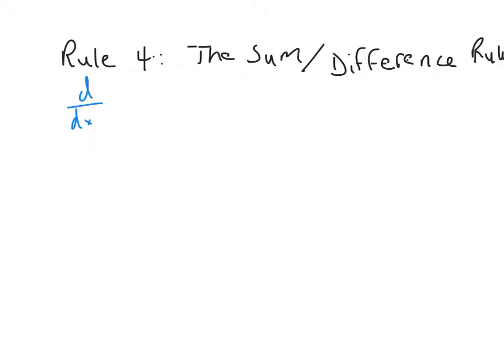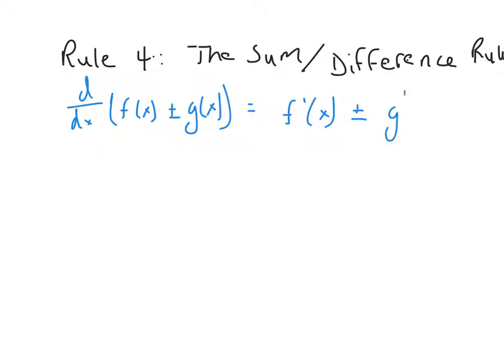Okay, so derivative of your function f of x plus or minus some other function g of x is equal to f prime of x plus or minus g prime of x is one way of writing it. A second way of writing the same thing is we can call our functions u and v, and this just becomes maybe a little bit easier because we don't have the of x that we have to write every time.